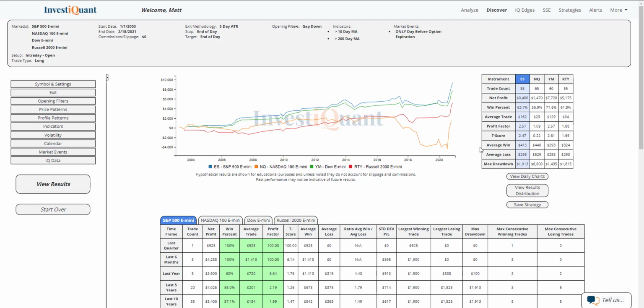If we look at the average win and average loss, the average win is larger than the average loss for the S&P. That is not the case for the NASDAQ. It does have a little bit larger average loss than average win. With the Dow, they're very similar in size, and then the Russell has a little bit larger average win compared to the average loss. So the average win, average loss numbers are a little bit more mixed, but the win rates all skew to the long side here historically on this day before option expiration.